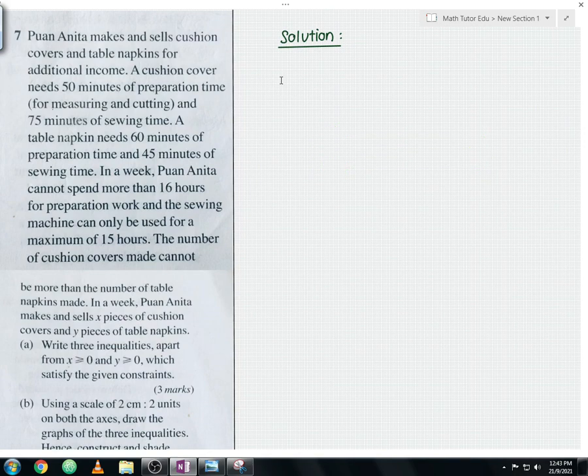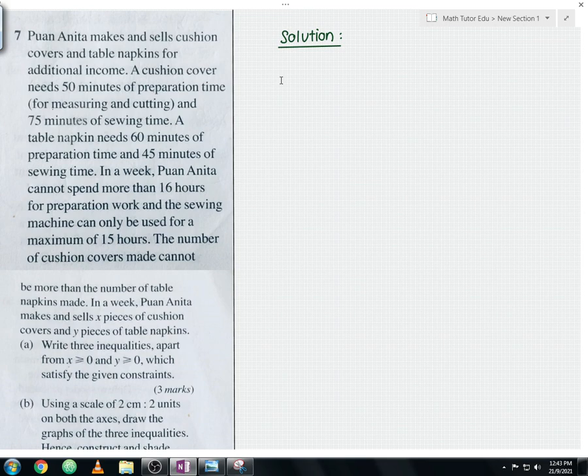Okay, let me read the question now. Puan Anita makes and sells cushion covers and table napkins for additional income. A cushion cover needs 50 minutes of preparation time, which in this case is for measuring and cutting, and 75 minutes of sewing time. A table napkin needs 60 minutes of preparation time and 45 minutes of sewing time.